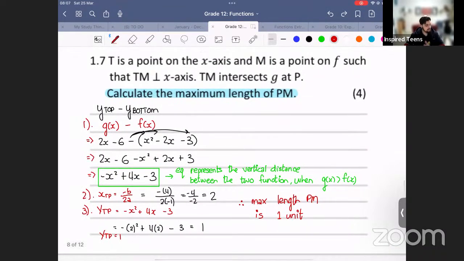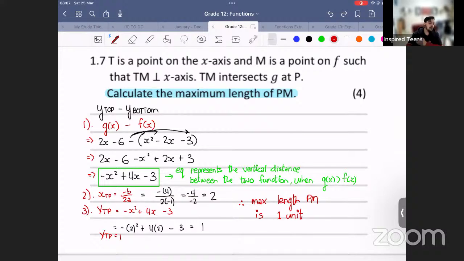We subtracted the actual equations and formulated a new equation. It was a quadratic equation, and this equation represents the vertical distance between the two functions when g of x is greater than f of x.